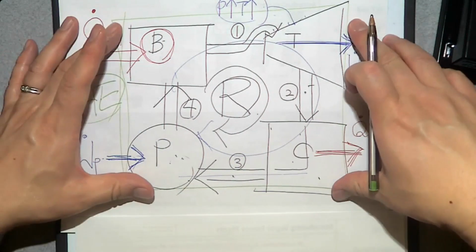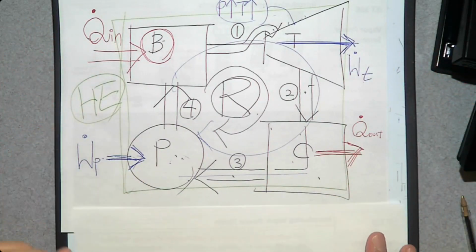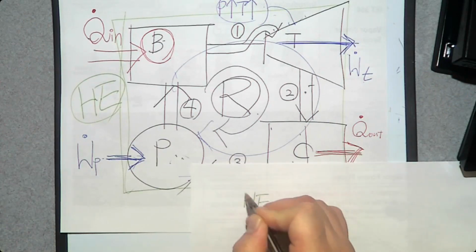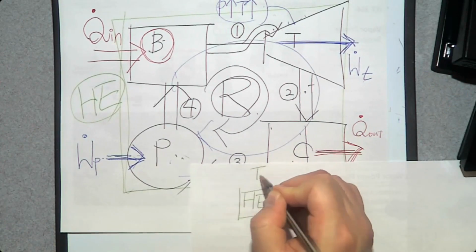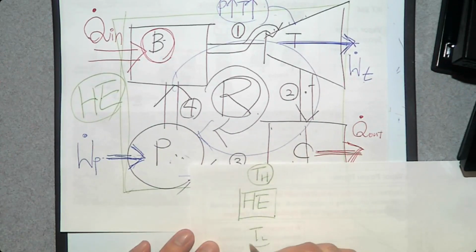So this is a Rankine cycle. The concept is the heat engine. What is the heat engine? A heat engine has two thermal energy reservoirs. One is at high temperature, the other one is at low temperature.